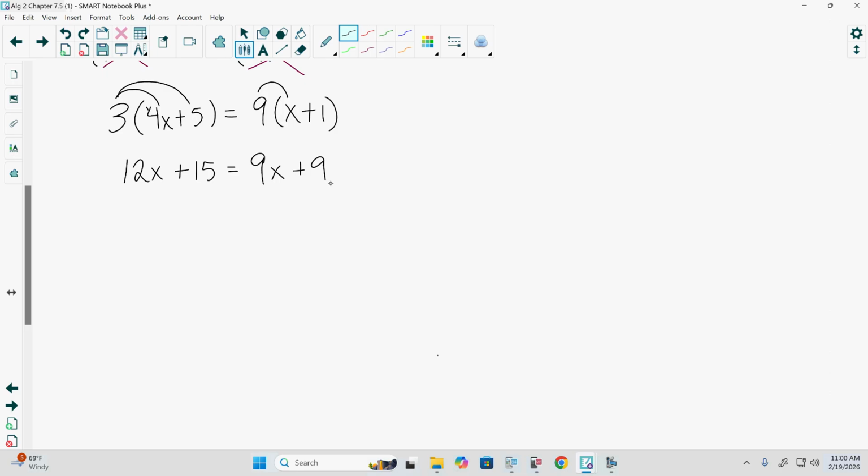Now we need to get x by itself. So what can we do first? Because really there's 4 different things that we could do. We just have to pick one of them. We can subtract 9x.